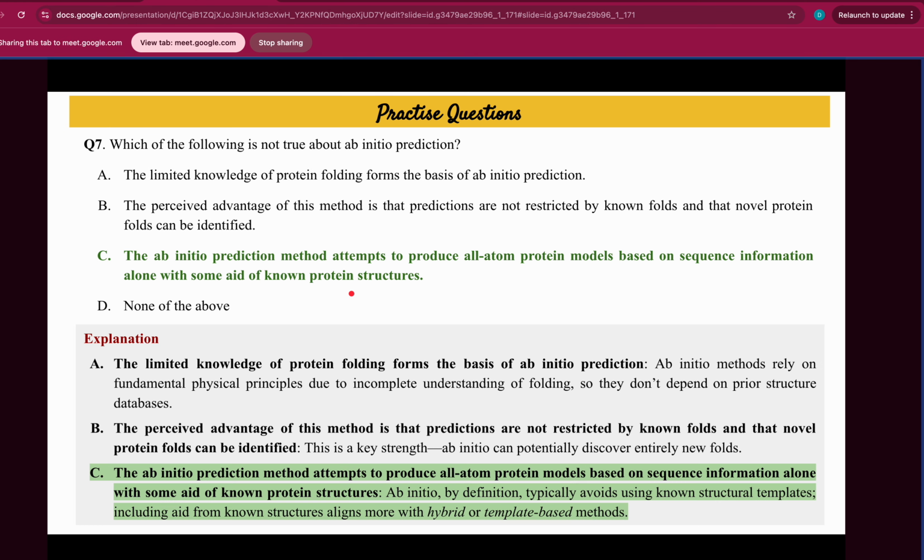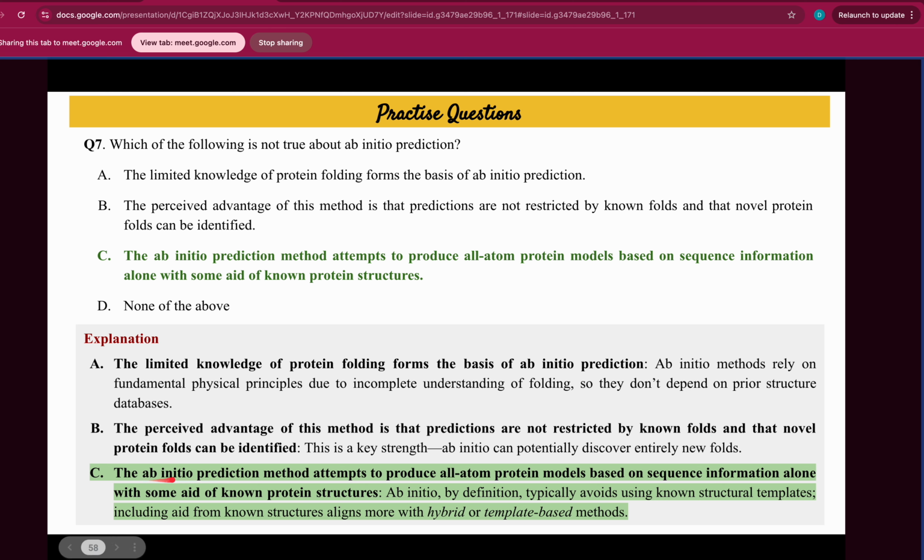Okay, let's see. So the right answer is option C. A is right. The limited knowledge of protein folding forms the basis, because we do not have the entire knowledge of all the protein folded structures. So for that reason we need to go for ab initio prediction. And in the second also they have mentioned that the perceived advantage of this method is the prediction is not restricted by known folds. That is the main basis of ab initio, that we are not limited by the information. In ab initio, we predict from ourselves by using the different laws of physics.